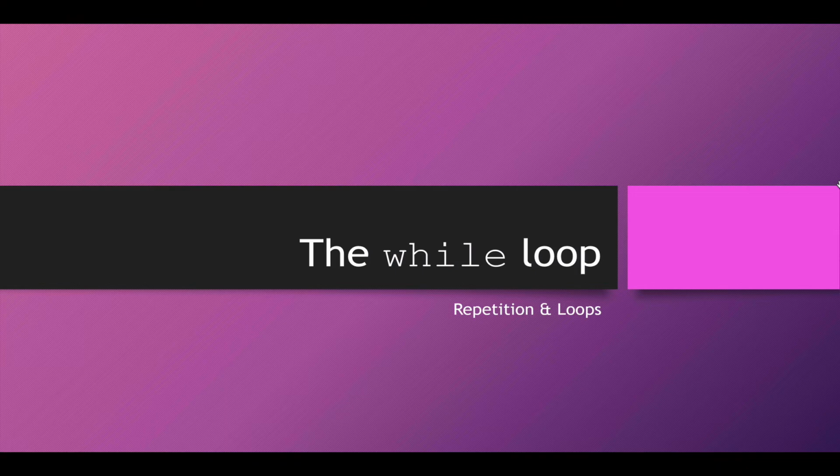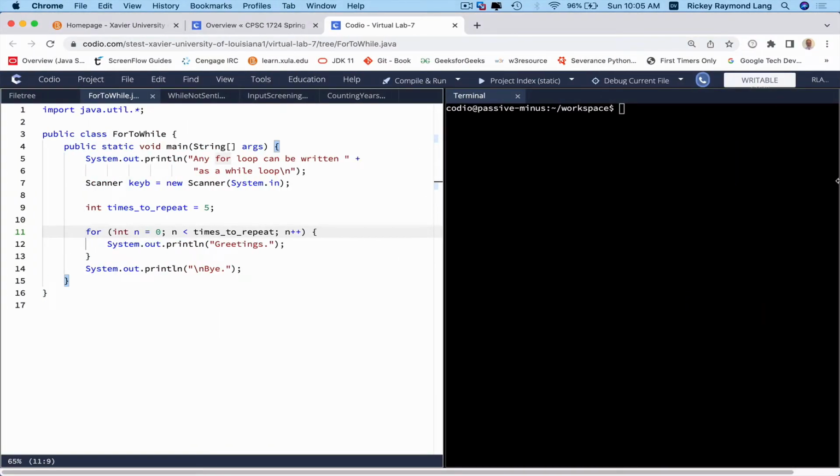In this video, we're going to look at the while loop, which is another way to repeat blocks of code. Let's start with a review of for loops. We have an initial value for a loop variable, then a condition, which will make the loop repeat, and then an update. Right? That's all in the header.